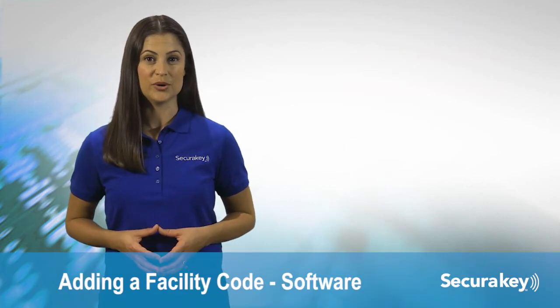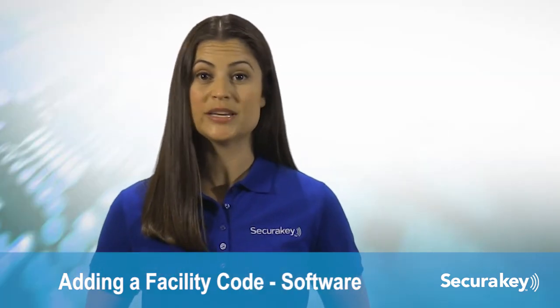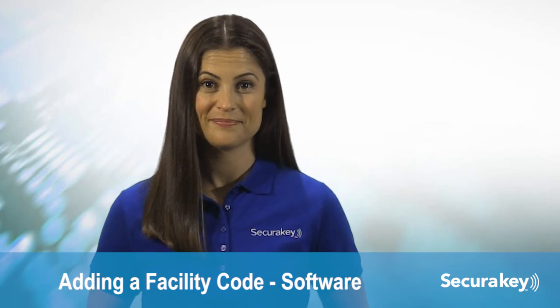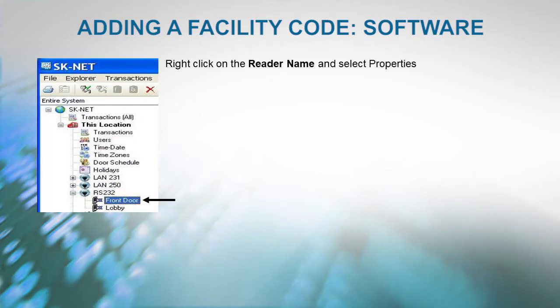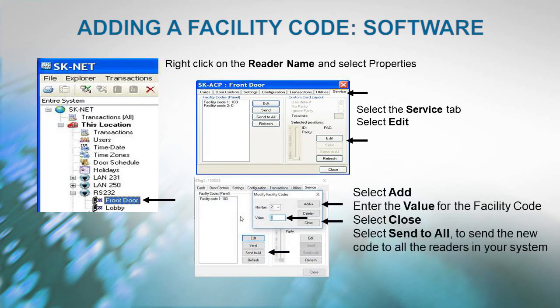Adding a facility code. Software. If you know what the facility code is, you can add it from the software. Right-click on the reader name and select Properties. Select the Service tab. Select Edit. Select Add. Enter the value for the facility code. Select Close. Finally, select Send to All. This will send the new code to all the readers in your system.